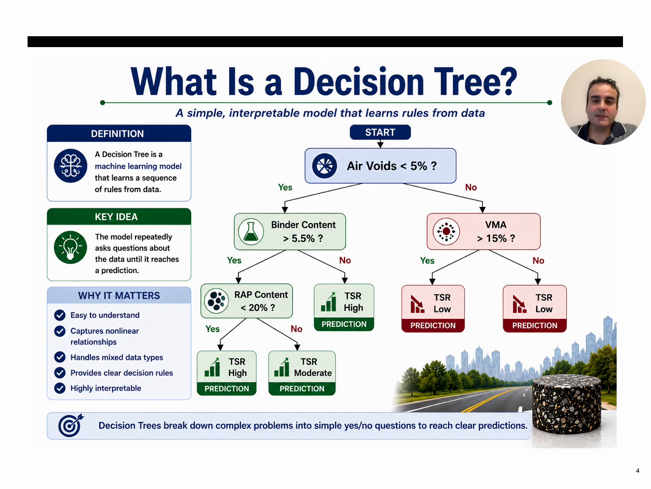For example, in pavement engineering, a decision tree may first ask whether errors exceed a certain threshold. For example, if error is less than 5%. If the answer is yes, the pavement section follows one branch. If the answer is no, it follows another branch. Additional questions are then asked until a final prediction is reached. What makes decision trees particularly attractive for engineers is that basically every prediction can be traced back to the decision path. Unlike many black box algorithms, we can see exactly how the model arrived at its conclusion.